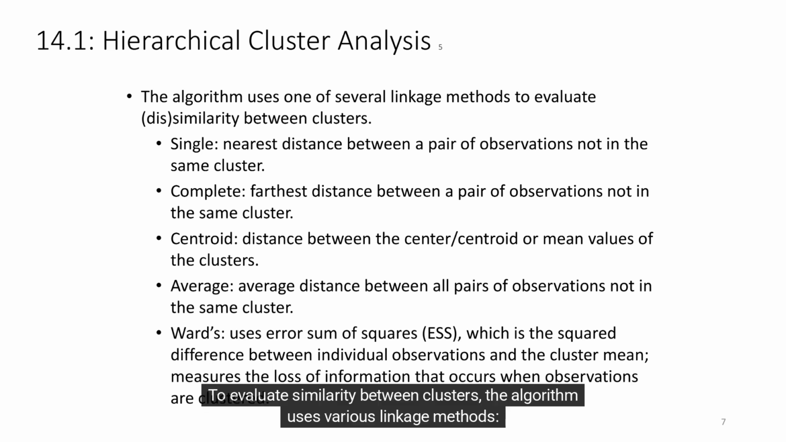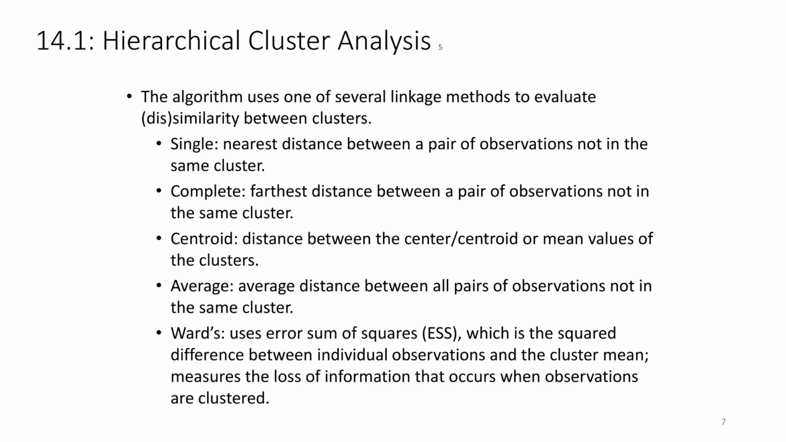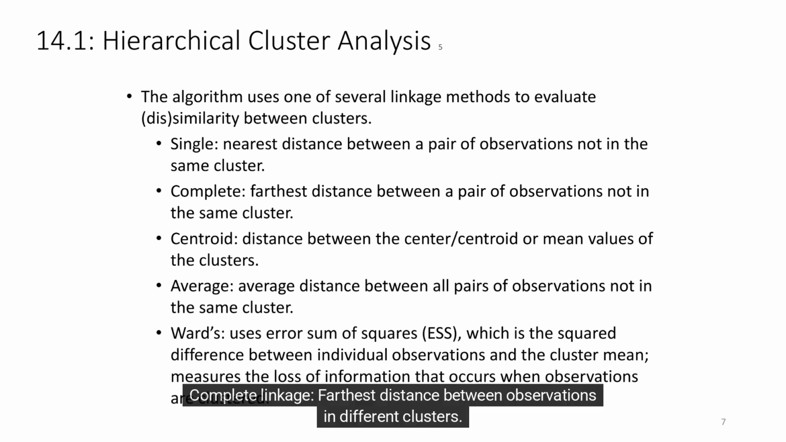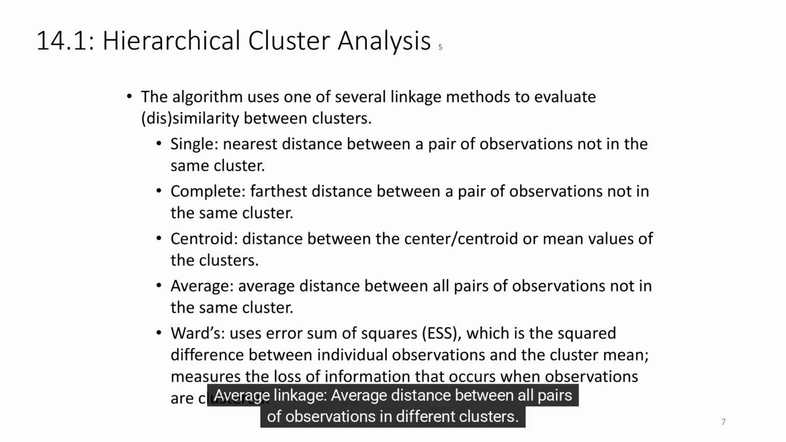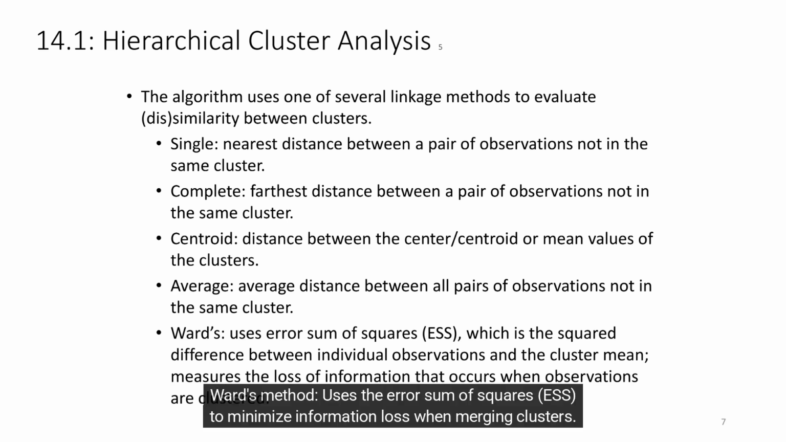To evaluate similarity between clusters, the algorithm uses various linkage methods. Single linkage, nearest distance between observations in different clusters. Complete linkage, farthest distance between observations in different clusters. Centroid linkage, distance between cluster centroids. Average linkage, average distance between all pairs of observations in different clusters. Ward's method uses the error sum of squares, ESS, to minimize information loss when merging clusters.